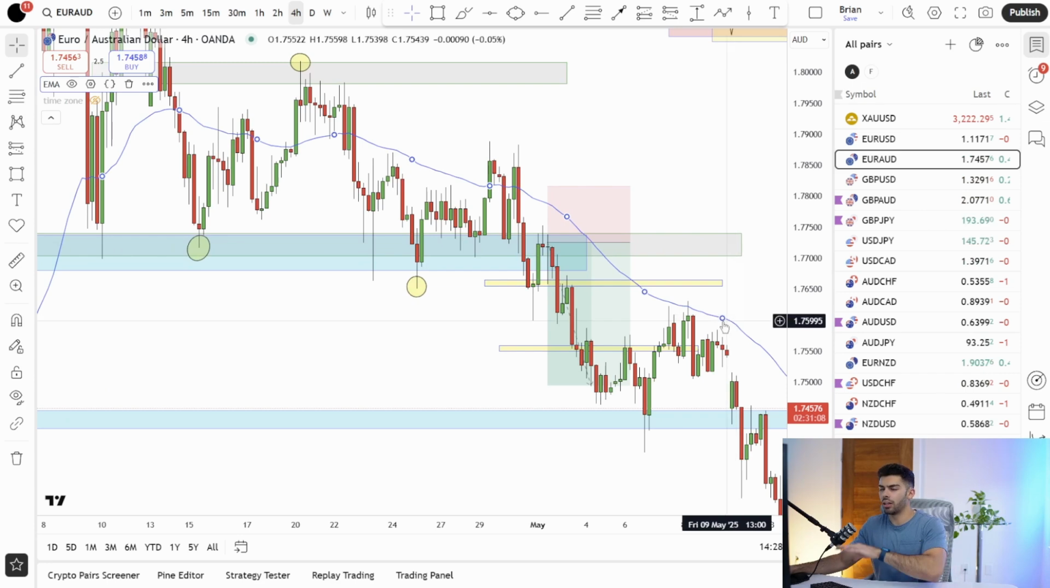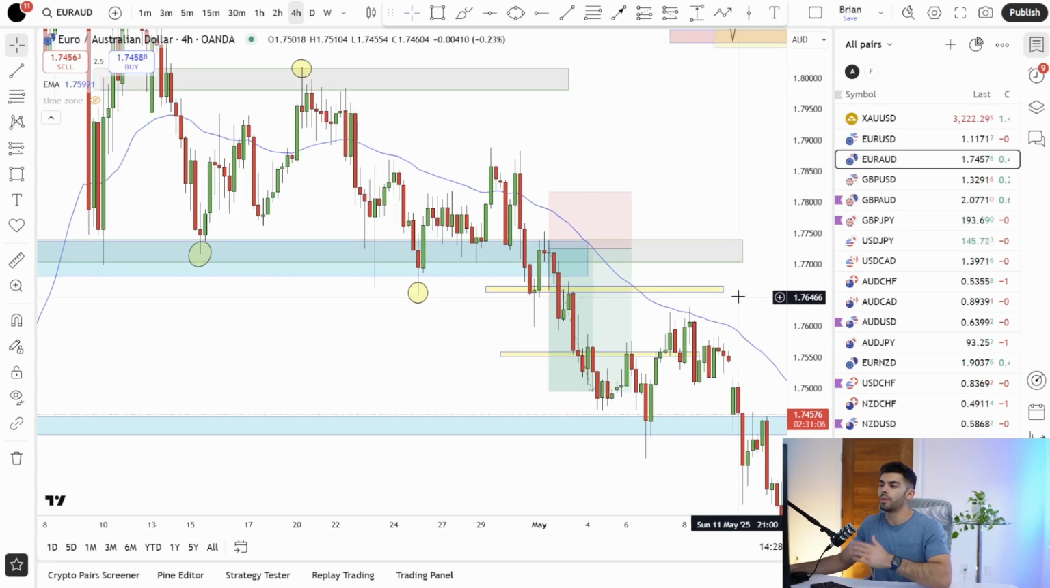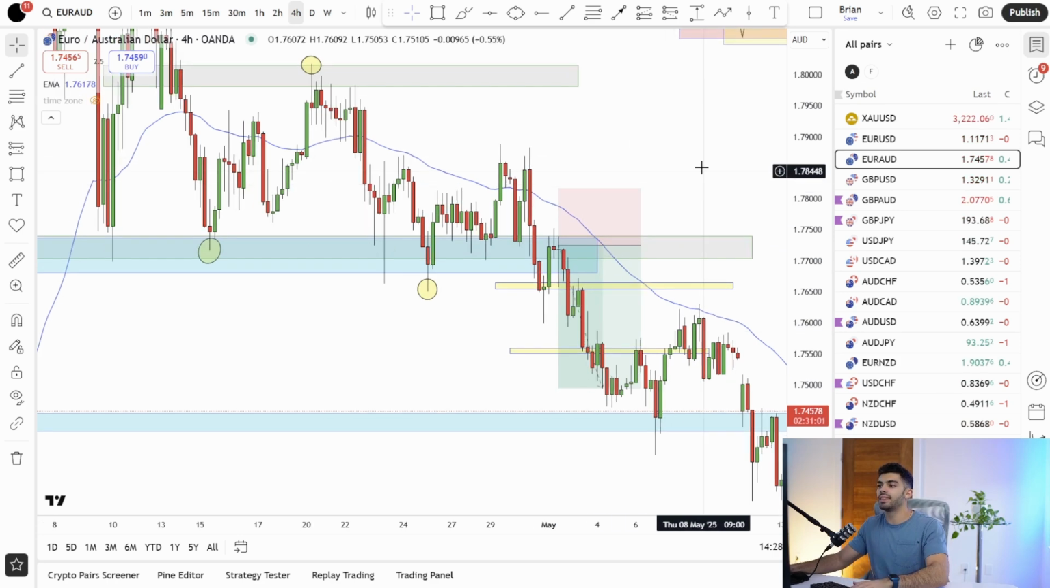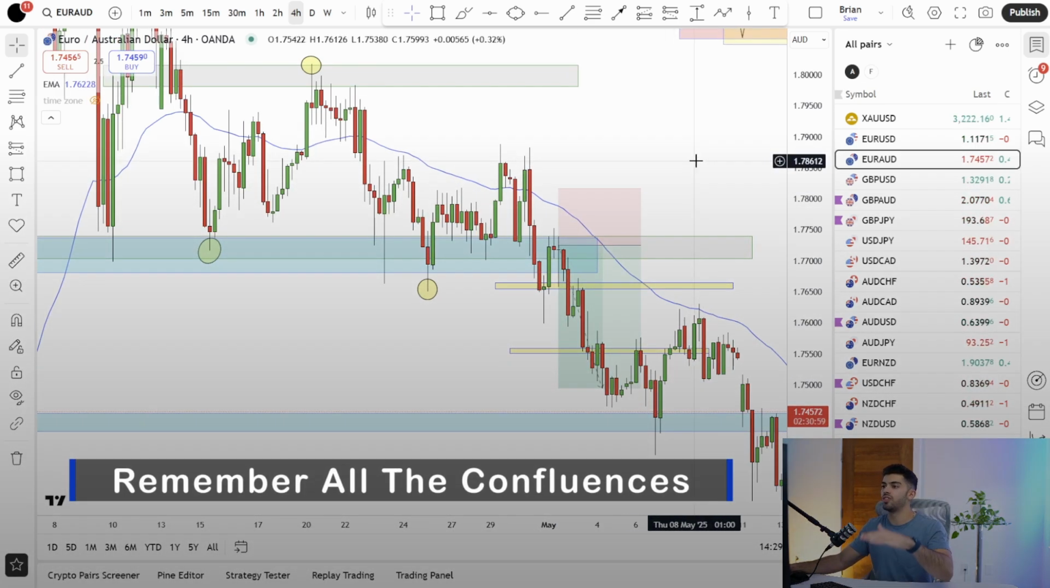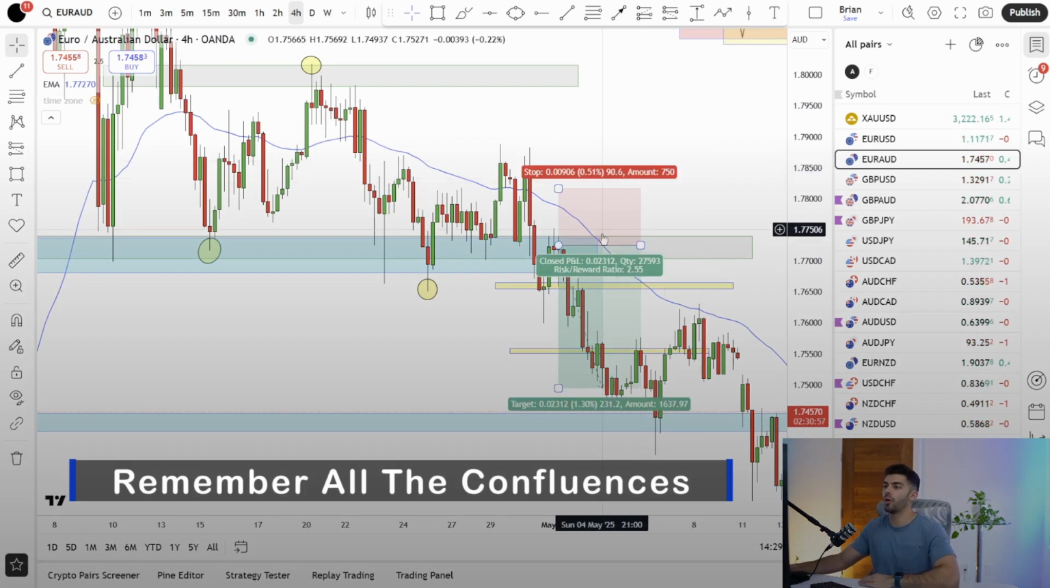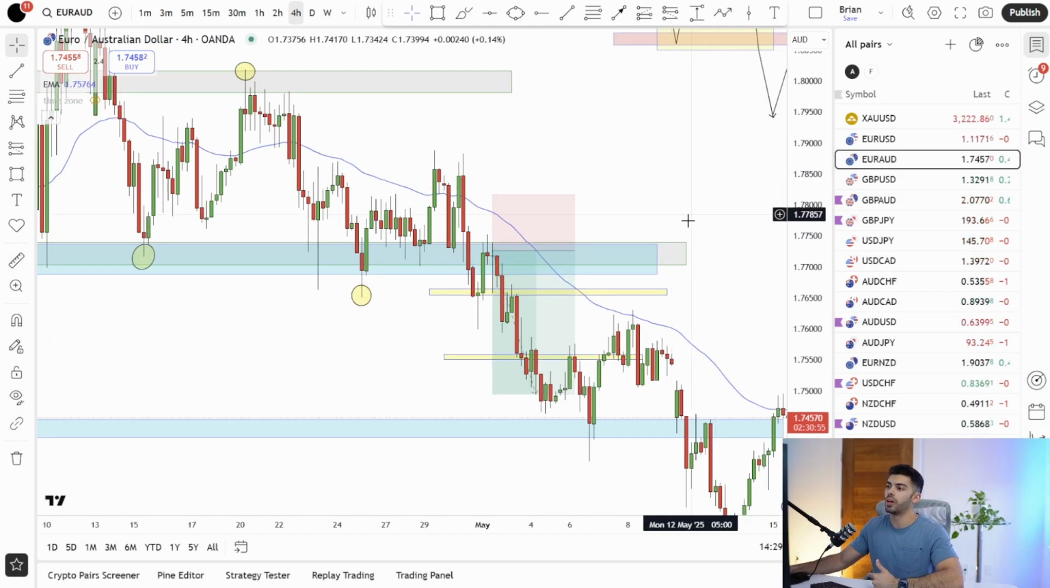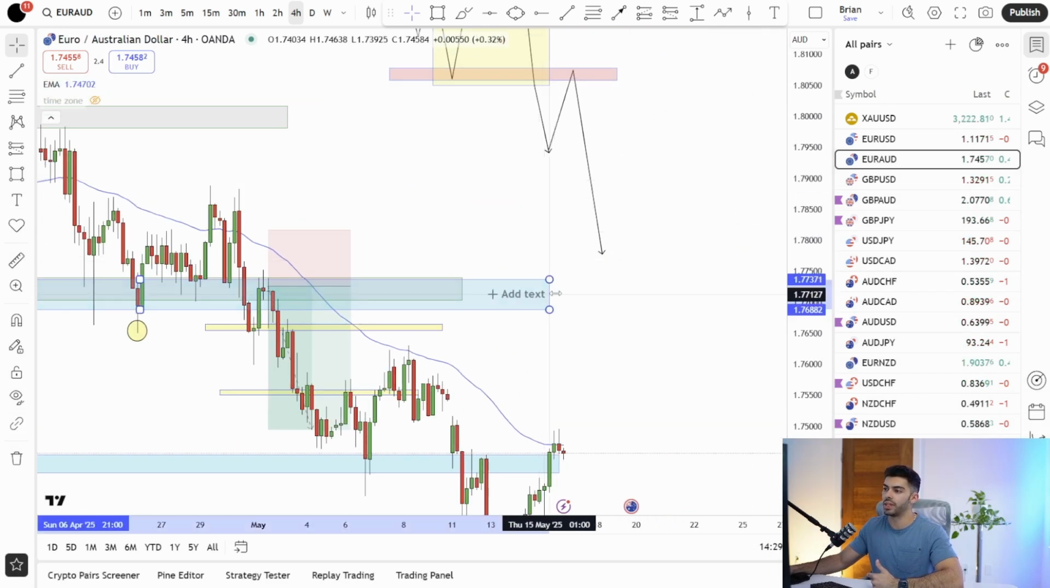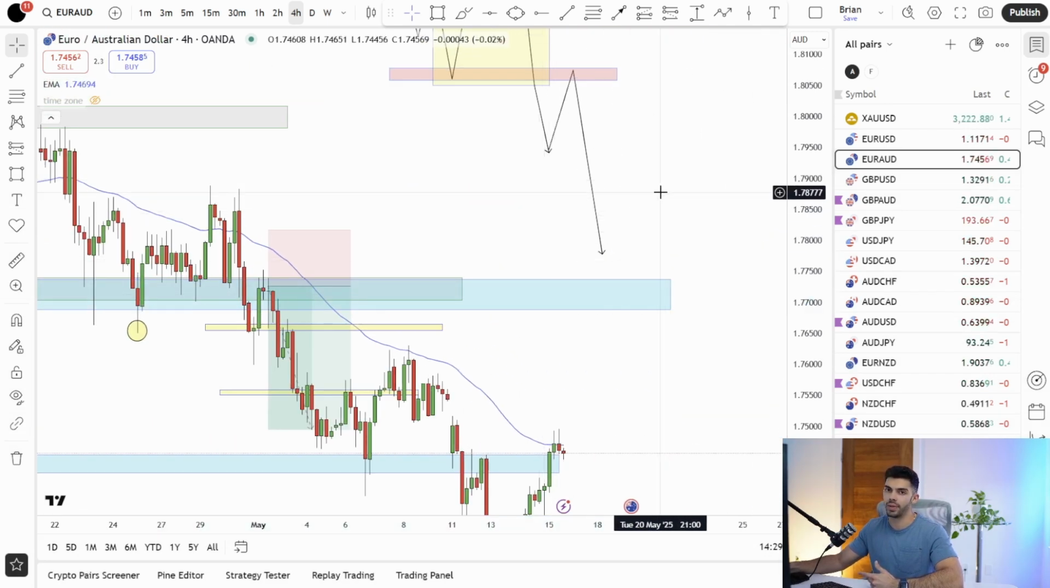If you guys align all of these confluences at the same time, I'm telling you, the chances of you winning the trade are going to be very, very high. The key thing here is remembering all of these confluences, knowing when to apply them, knowing what to look for. That's going to come with experience. But just use these confluences that I taught you in this video, and you're probably going to see an immediate improvement in your trading results.